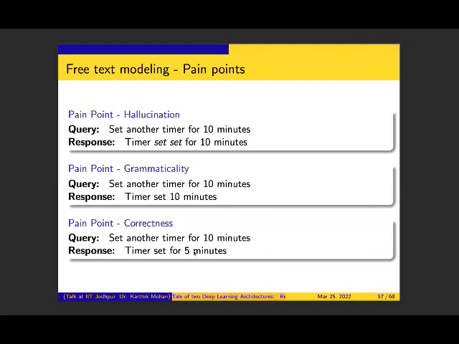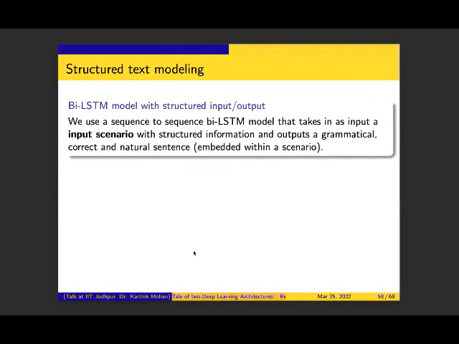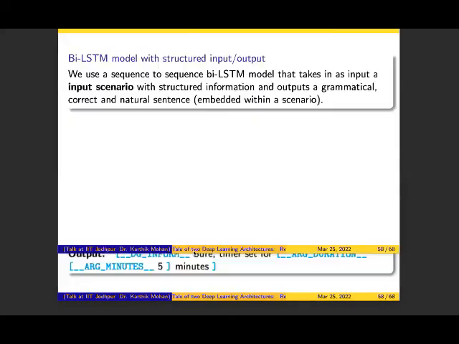So you have to guide the model. You have to give some structure. Then these issues can be taken care of. That's why we do structured text modeling, and we use BI-LSTM with structure, where you have an input scenario which has a query and structured information. So instead of just query, like in free text modeling, you have query plus structured information.